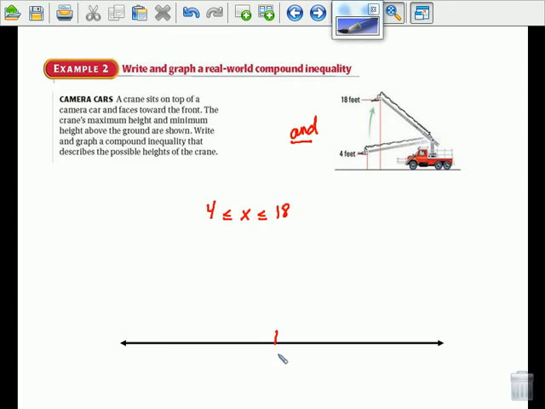So I'm going to go in steps of 2. Actually, I don't even need to start with 0 there because it's positive 4. So 0, 2, 4, 6, 8, 10, 12, 14, 16, 18.